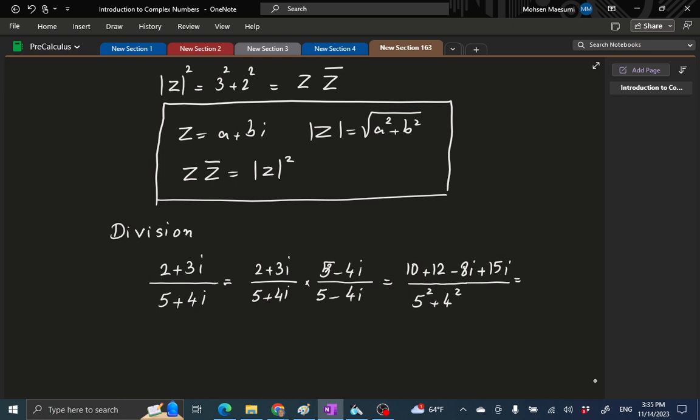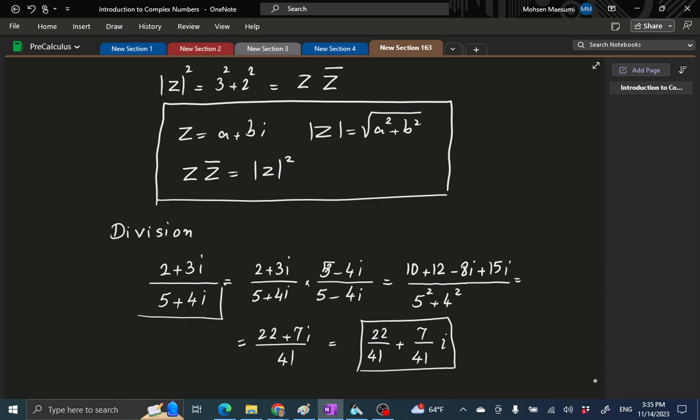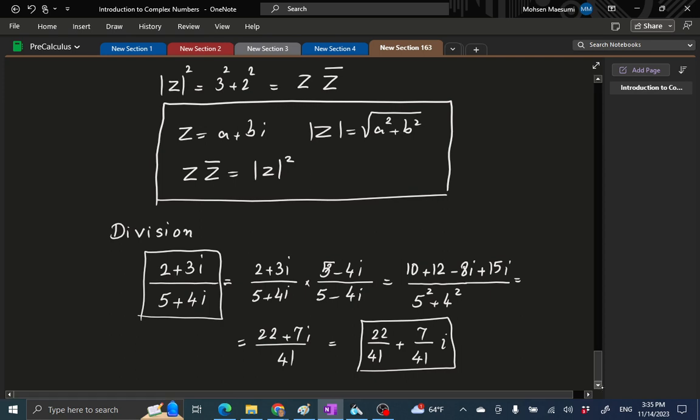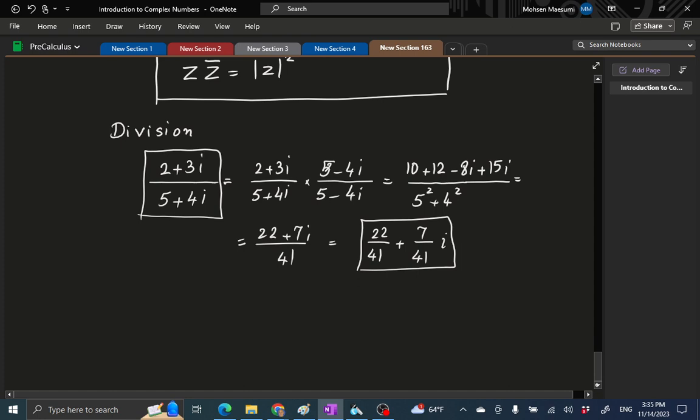So I cleaned up. This becomes 22. And then plus 7i, divided by the denominator, 25 and 16 is 41. If I want to see the pieces, the real piece is 22 over 41. The imaginary part is 7 over 41 times i. So this is the complex number that's equal to this complex number. So the division is done by multiplying with the complex conjugate of the denominator.